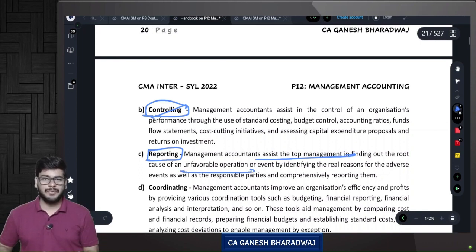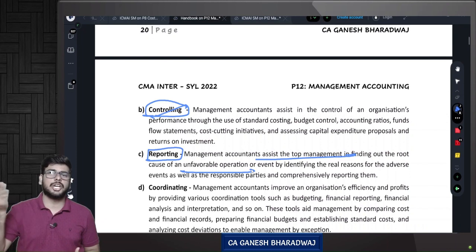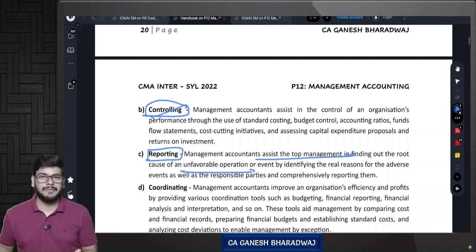Yes, you need to assist the top management in finding out the root cause of unfavorable operations. In case there is an unfavorable operation, we saw that in the shutdown versus continued decision, that was an unfavorable area. So you need to clearly tell them the accountant's report is wrong. Look at, this is the scenario wise analysis I am making. Management accountant's report. Now that makes more sense.